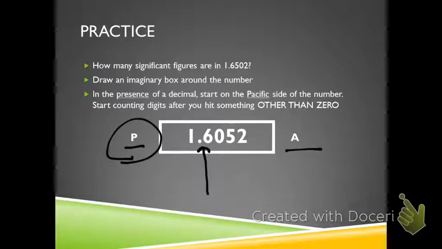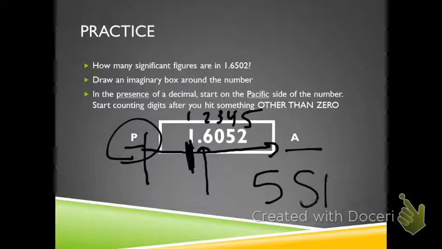Presence. You start on the P side, and then you start counting digits after you hit something other than 0. If you're starting on the Pacific side, your goal is to go cross-country and get to the Atlantic side. You will start counting when you hit something other than 0, anything else but 0. And if you notice, the first thing we hit is a 1. I will start counting because 1 is not 0. That means I have 1, 2, 3, 4, 5 significant figures.